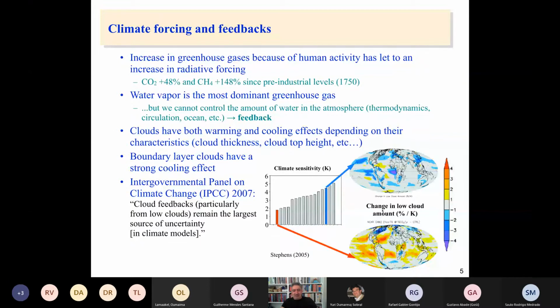And I have this plot here. It's kind of old, but it's very useful. So I'll keep using it, even though some of these numbers are now a bit outdated, but they haven't changed a lot. So the issue is still there.